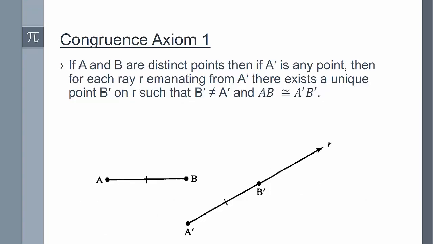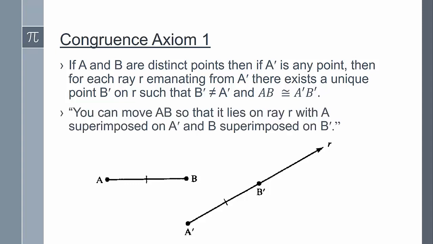So now let's look at congruence axiom 1. If A and B are distinct points, and A prime is any point, then for each ray R emanating from A prime, there exists a unique point B prime on R such that B prime does not equal A prime and segment AB is congruent to segment A prime B prime. So this axiom says that you can move segment AB so that it lies on ray R with A superimposed on A prime and B superimposed on B prime.